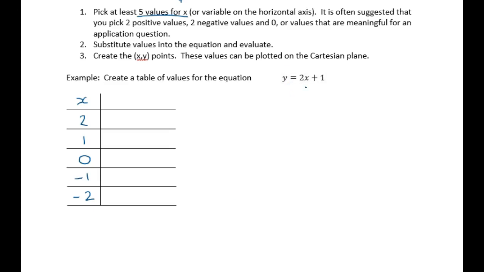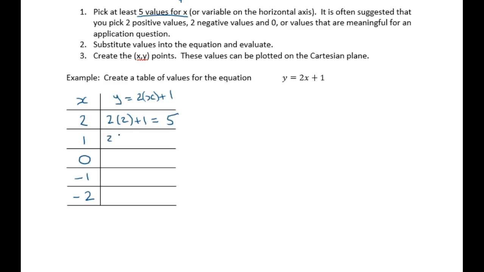And then we have our actual equation. So y is equal to 2x plus 1. And we're basically going to substitute each of these values in for x. So let's start with 2. So 2 times 2 plus 1. We're substituting in for our x value. 2 times 2 gives me 4, plus 1 gives me 5.